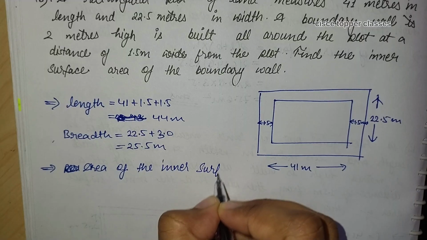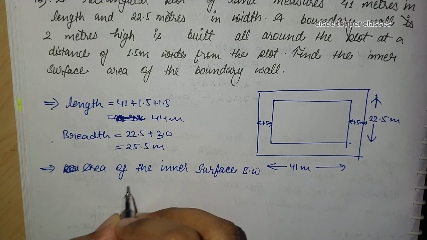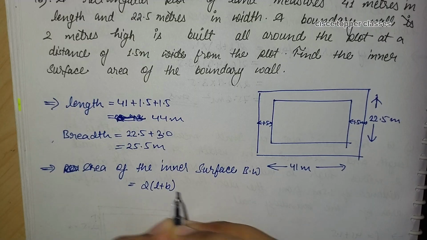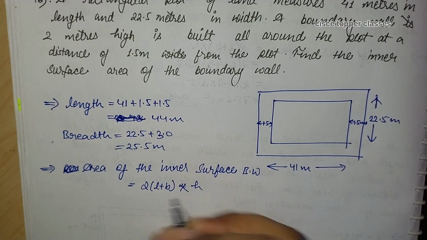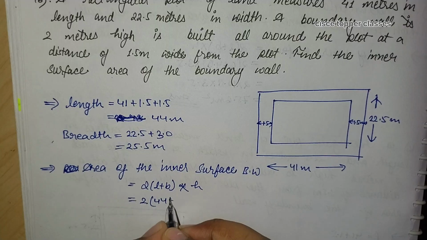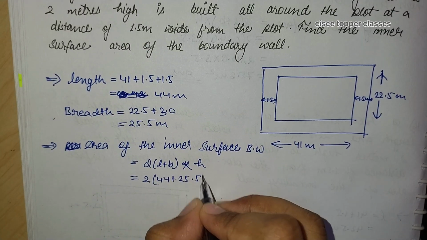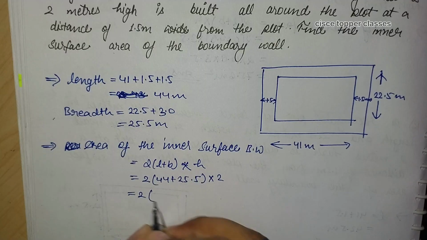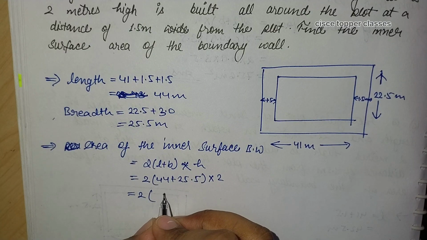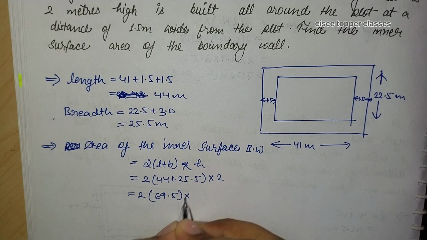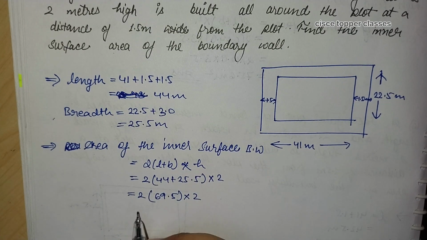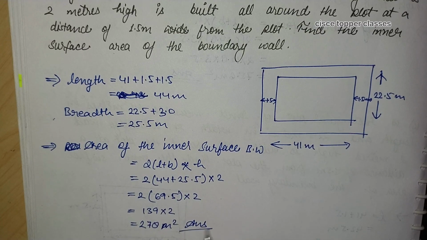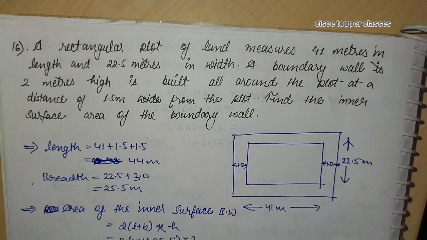From that only we can write the perimeter, or directly we can write the area of the inner surface of boundary wall as equal to 2 length plus breadth into height. So this will be 2 into 44 plus 25.5 into 2. So this will be 2 into 69.5 into 2. So this will be 139 on multiplying, and we will multiply it with 2. So here we can write 278 meter square. This is the final answer in the 16th question. And this is the solution of the 16th question.